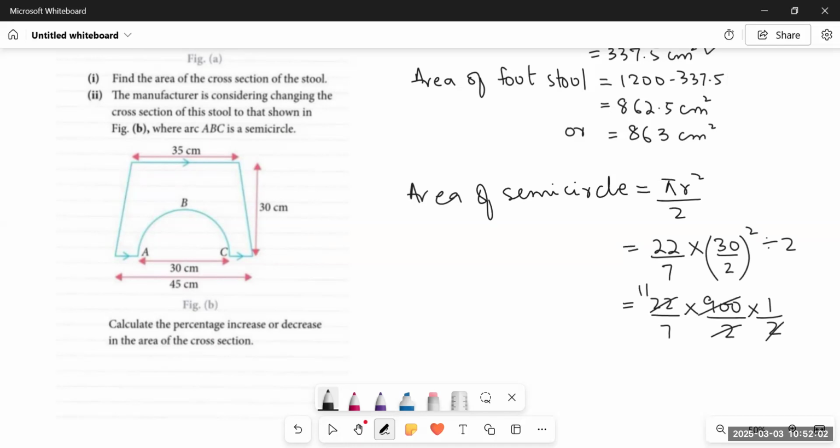2 ones are 2, 2 fours are 8, and then it's 450. So we will multiply 450 by 11, which is 4950. And then we will divide it by 7. So the answer would be 707. It means the cross section has an area of 707 centimeters squares. Earlier, it had an area of 337.5 centimeters squares. It means the cross section has increased.